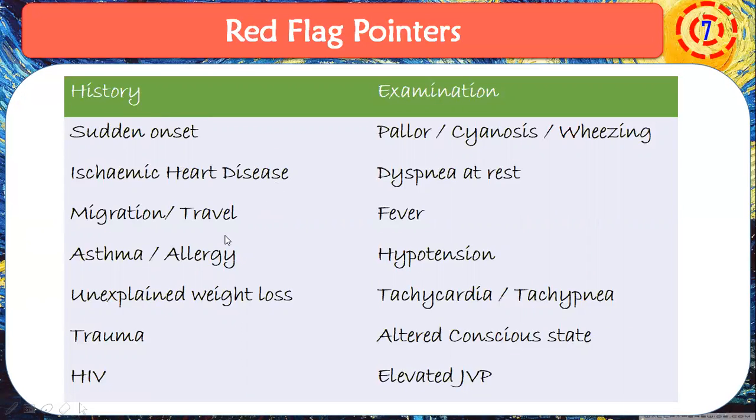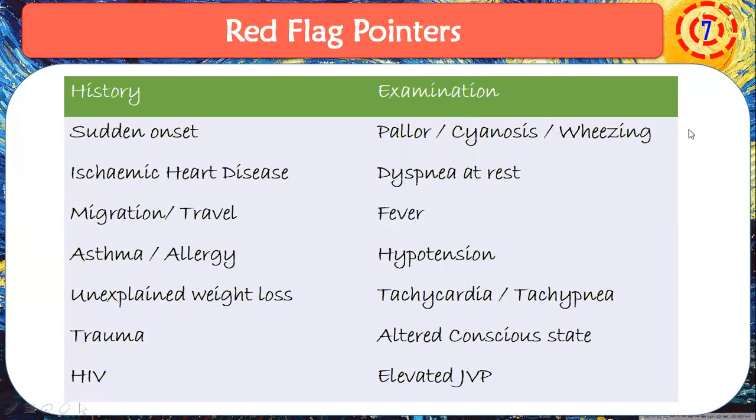And if there's migration or travel, then it points towards infection, asthma or allergy, and then trauma or HIV infections. And if there's unexplained weight loss, then it points towards chronic conditions, for example, tuberculosis or neoplasia or emphysema as well. And in examination, if there's pallor, then we have to focus on anemia. And if there is cyanosis, then it might be some circulatory disorders.